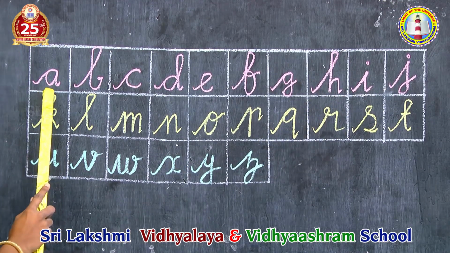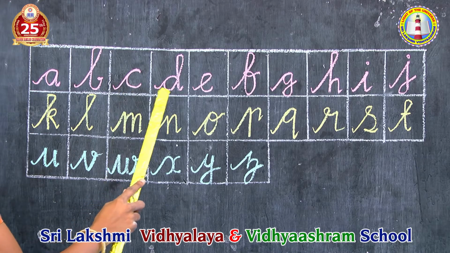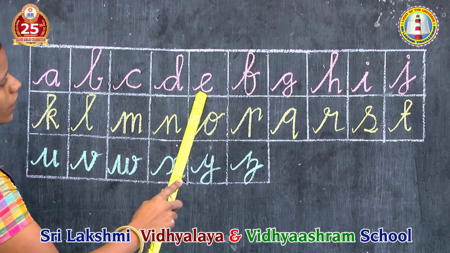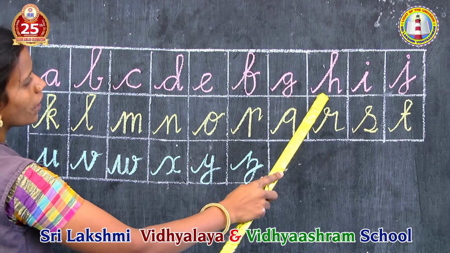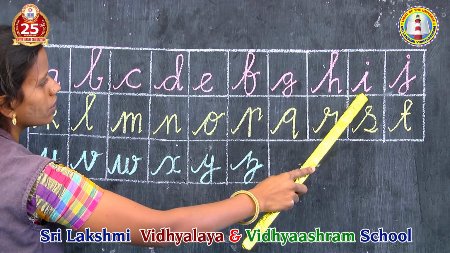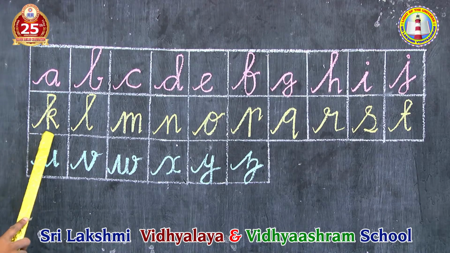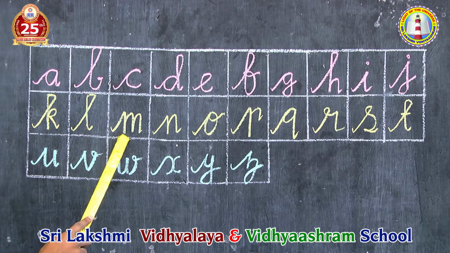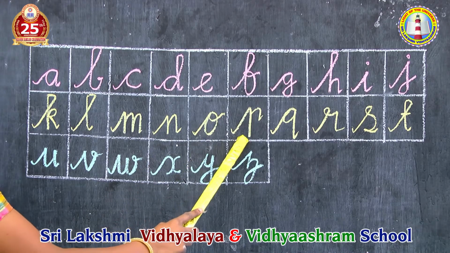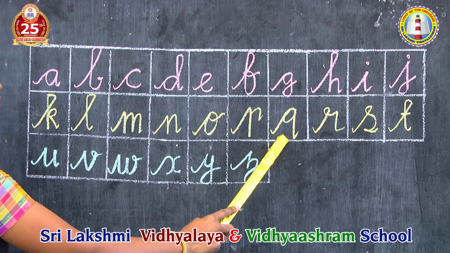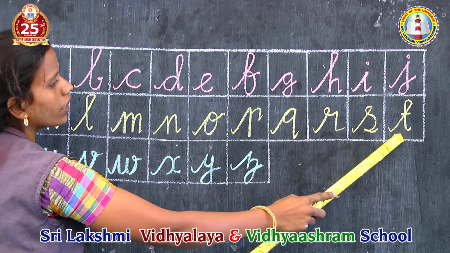Say once again. A, B, C, D, E, F, G, H, I, J. Next. K, L, M, N, O, P, Q, R, S, T.